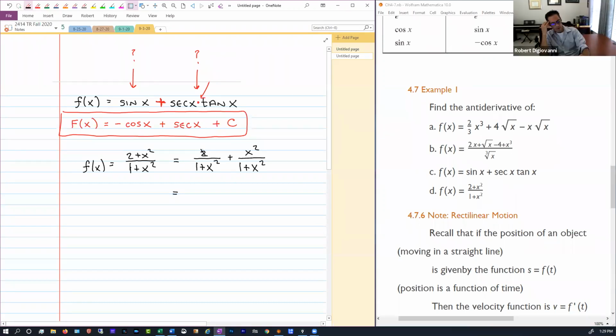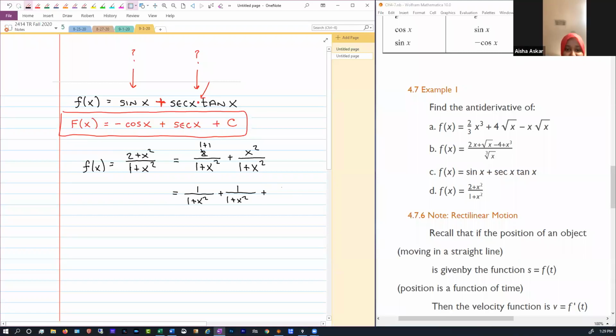You're saying rewrite this 2 as a 1 plus 1? Yes, and then plus x squared. And then another one like this? I'm not sure if that's what you're saying. Well, is that true? Do you believe that that's true? Yes. Okay, now, do you recognize this?